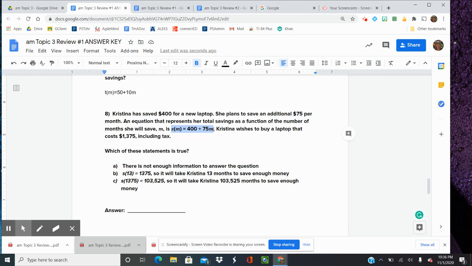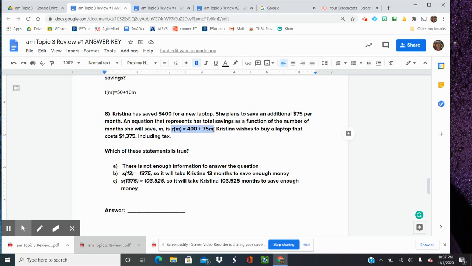Now let's compare that to the last question we just did. This one says that she saved $400 for the new laptop, and she's adding $75 per month to that $400, just like the last situation. It's the $75 per month that's going to change. That's the variable part of the relationship. Except now this one says Christina wishes to buy a laptop that costs $1,375. Okay, so which of these statements is true?